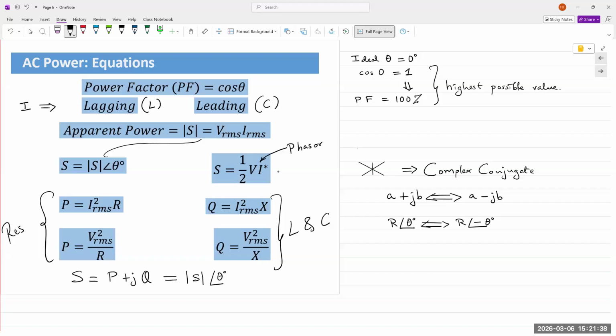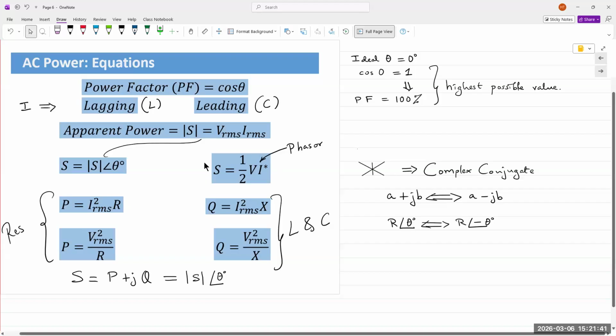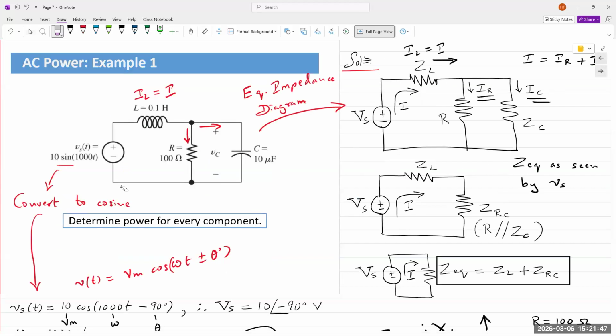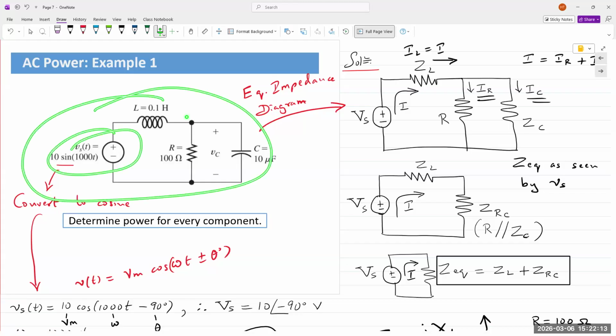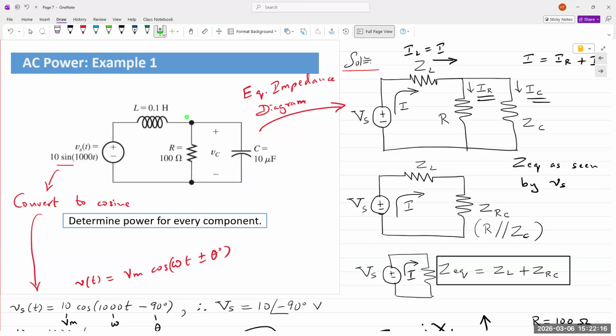Everybody ready for examples 1 and 2? All right. Let's bring up example 1. In example 1, we have a circuit comprised of R, L, and C: resistor, inductor, capacitor. We are asked to determine the power for every component. Every component means we need to find power for R, L, and C as well as the source.